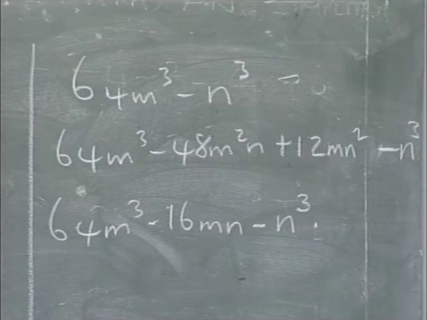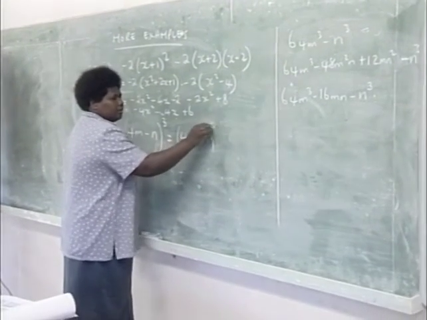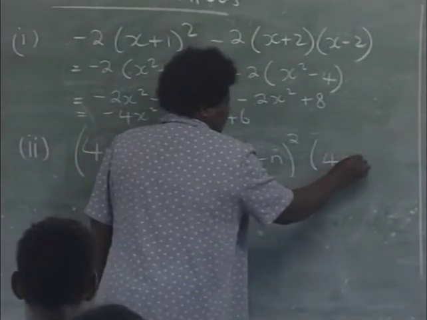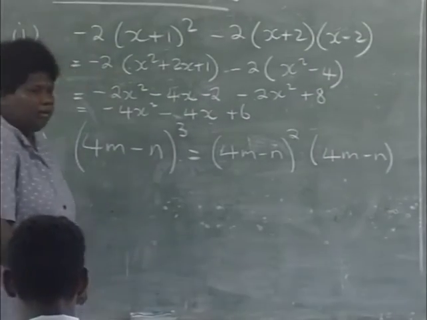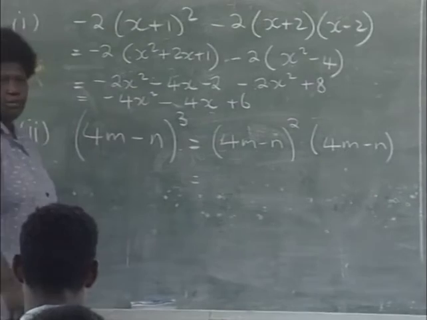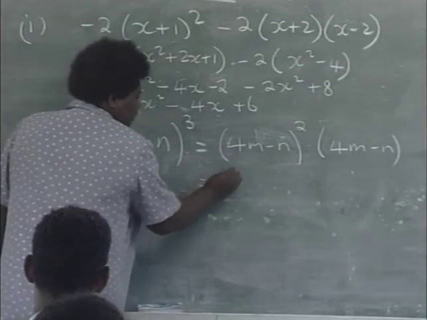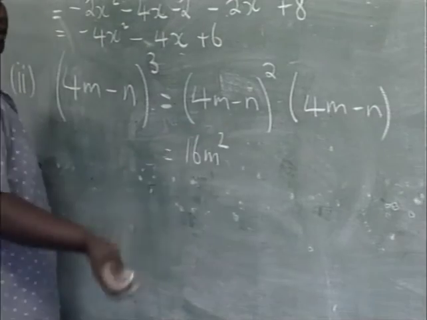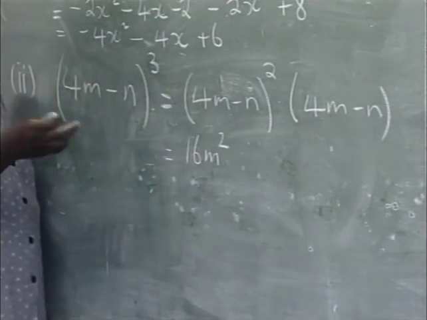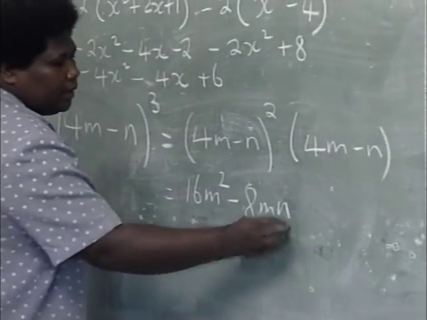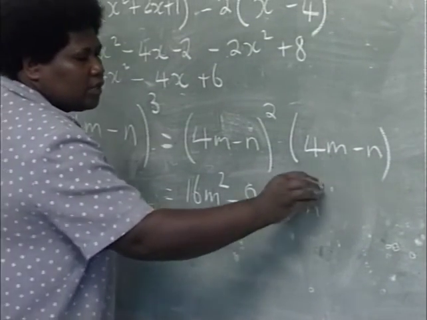Okay, I'm going to rewrite 4m minus n cubed as 4m minus n squared multiplied by another 4m minus n. You agree? Okay. I will then find the answer to 4m minus n squared, which we all know: 4m times 4m will be 16m squared. 2 times 4m is 8. 8 times negative n is negative 8mn. And then plus n squared.